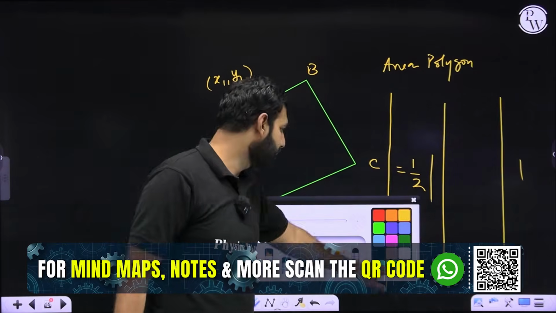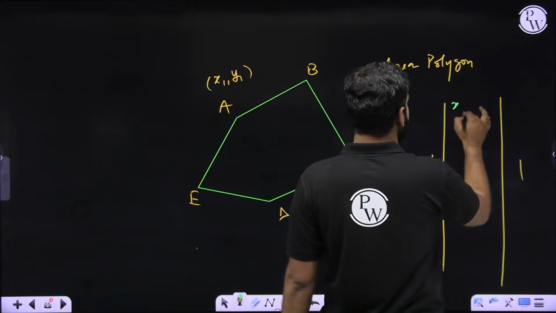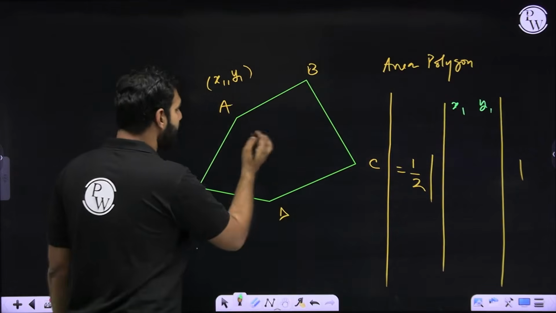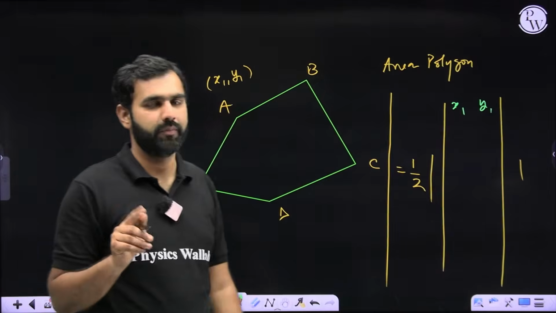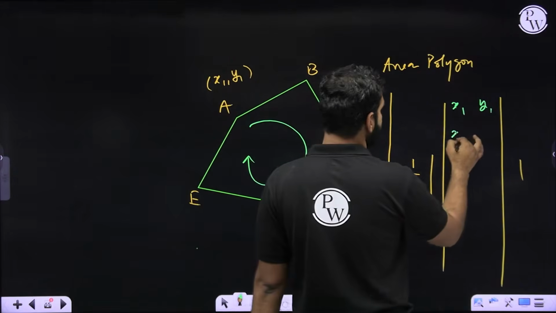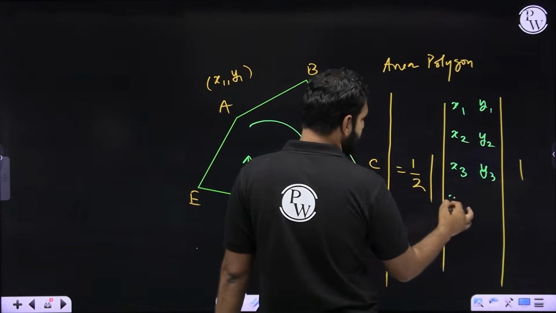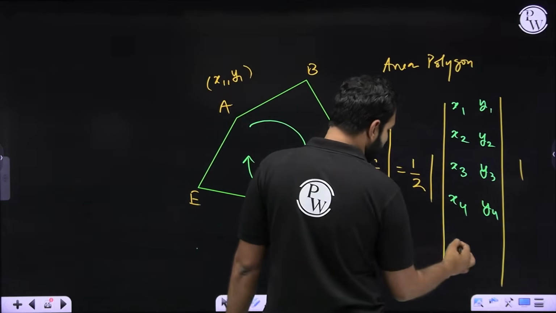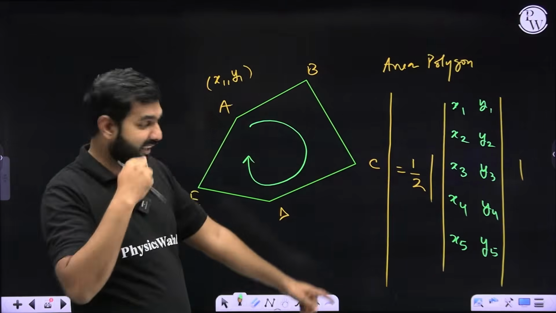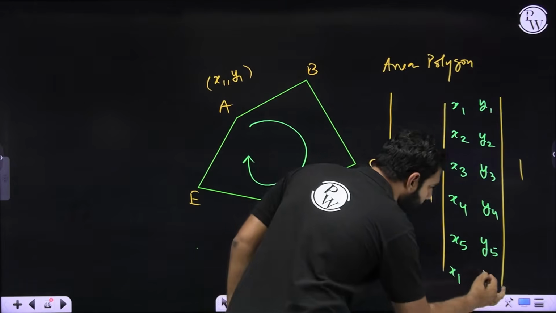Stair says you begin with whichever vertex you wish to begin with. Let's say I'm starting with A. So I've chosen A. Let's write the coordinates of A, which are x1, y1. Now I have the liberty to go either clockwise or anti-clockwise. You need to choose one side. So let's say I've chosen clockwise direction. So after A, I'll go to B. So I'll write the coordinates of B, which are x2, y2. Then the coordinates of C, which are x3, y3. Then the coordinates of D, which are x4, y4. Then the coordinates of E, which are x5, y5. Now you need to end with the vertex with which you had begun. So I had started with x1, y1. So I'll write x1, y1 again.